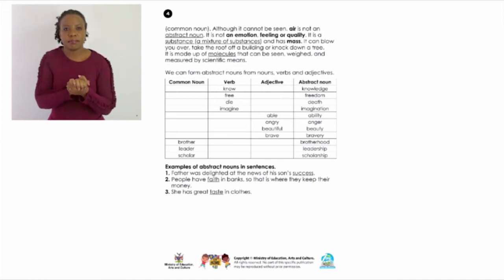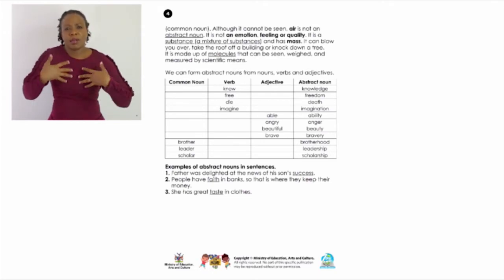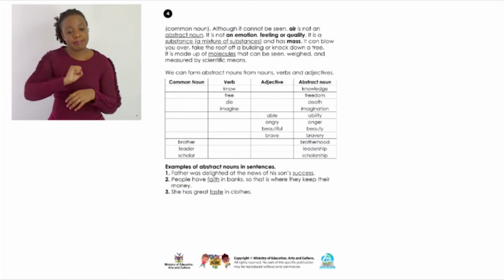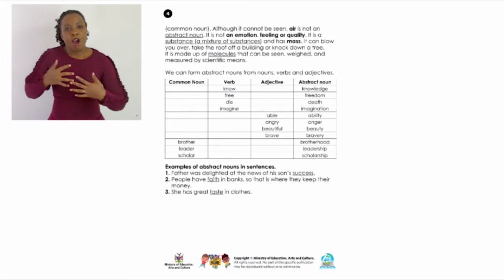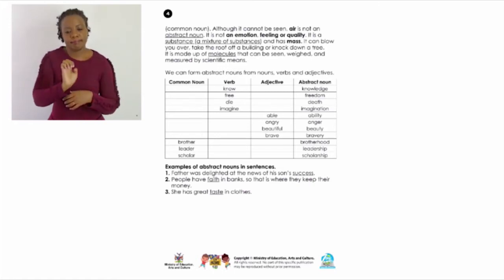A few examples of abstract nouns used in sentences are as follows. Number 1, father was delighted at the news of his son's success. Success becomes our abstract noun from the word succeed. So father was delighted at the news of his son's success. Success is our abstract noun.